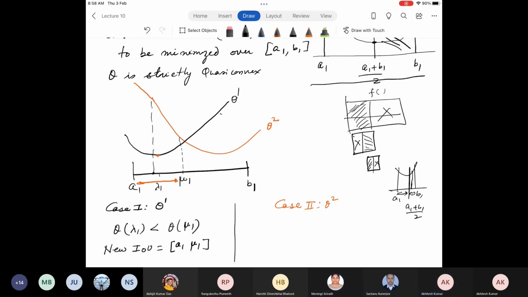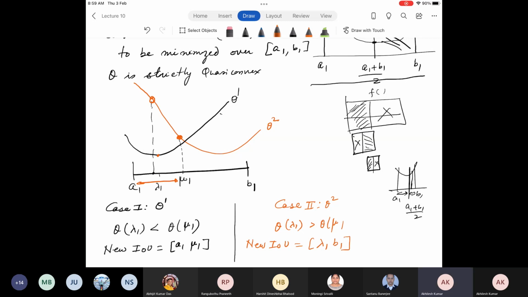Similarly, if you look at theta 2, here theta lambda 1 is greater than theta mu1. See, theta lambda 1 is here, theta mu1 is here. So here what would be your new interval of uncertainty? Lambda 1 to B1.